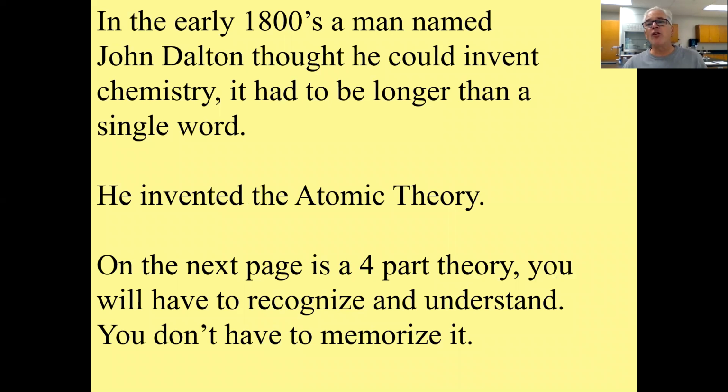Now, in the early 1800s, there was a fairly well-off man in England named John Dalton who said, there's got to be more to this. There's got to be more than one word to chemistry. And he was kind of bored. He was a farmer, and he was so smart that it wasn't that hard for him to take care of the cows and the animals and the plants. He said, let me go in the barn and I'm going to invent chemistry. And he came up with what's called the atomic theory.